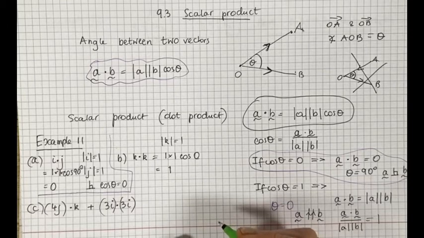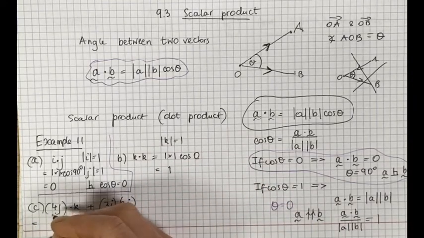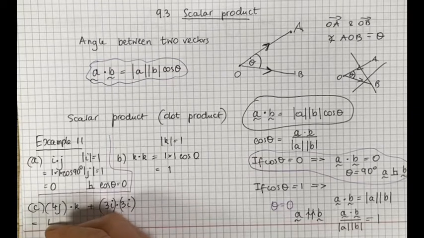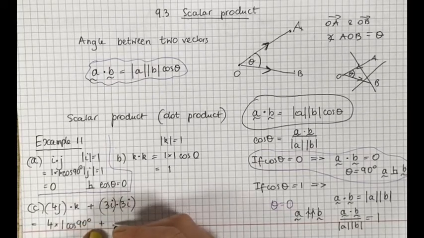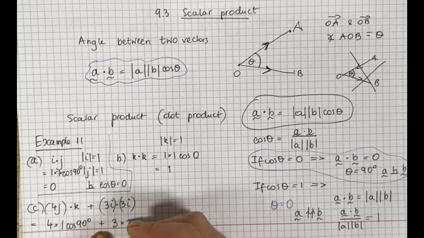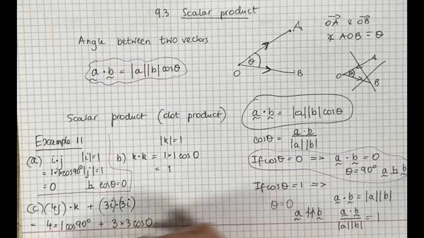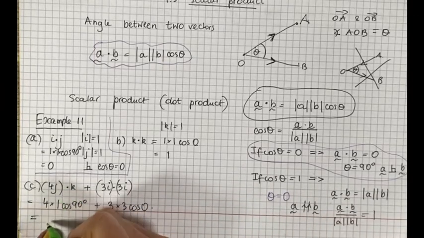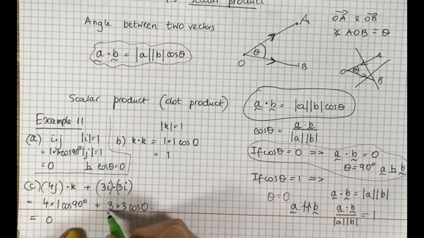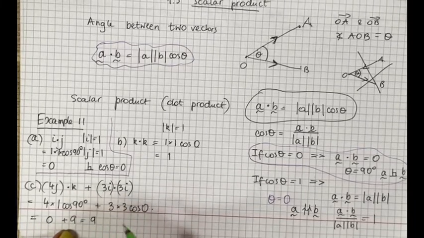Okay, and then example C. Over here we've got 4j, so the modulus of 4j is 4 because that's length 4. The modulus of k is 1, cos 90 degrees, plus here we've got 3, the modulus of 3i, and here we've got cos 0. So 4 times 0 is 0 because cos 90 is 0, plus 3 times 1, which is 3. So the answer is 3.